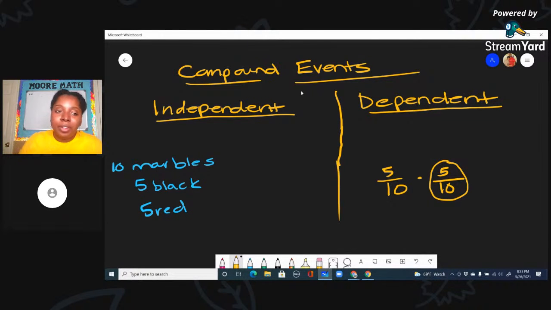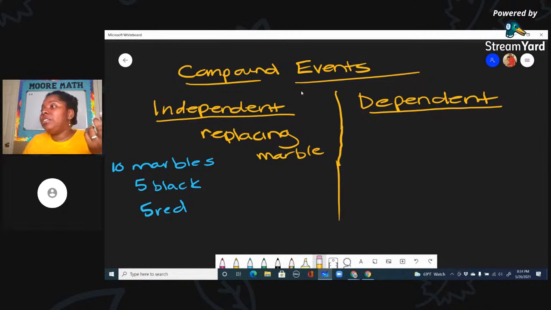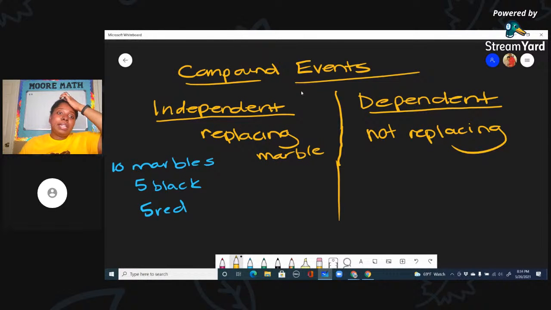Independent. Good. So in this example, me replacing the marble, putting it back in the bag, made it independent, okay? So if I didn't replace it, would that be independent or dependent? Dependent. Good, okay? So not replacing is dependent. Awesome. Okay, so that is a compound event.